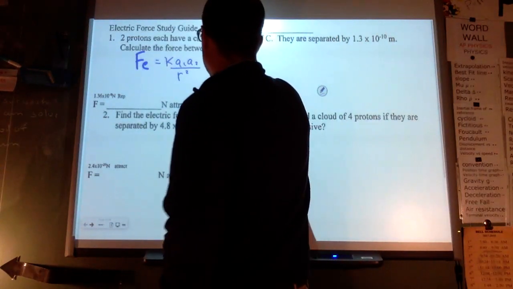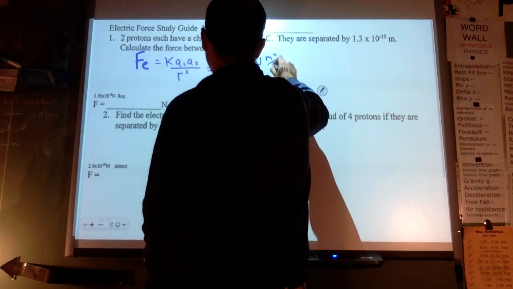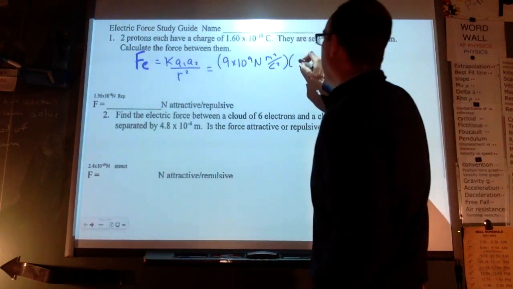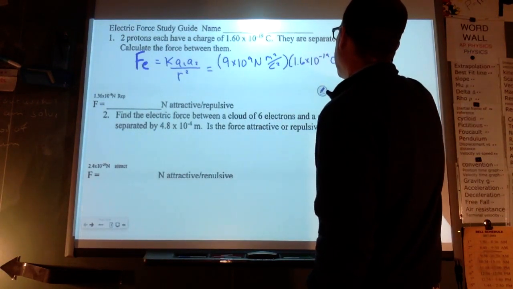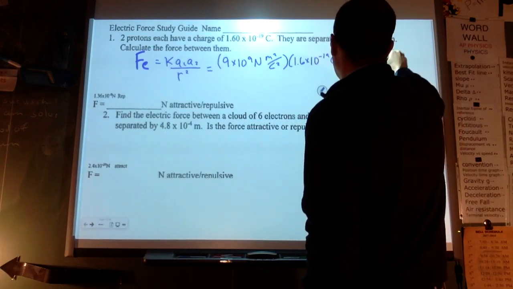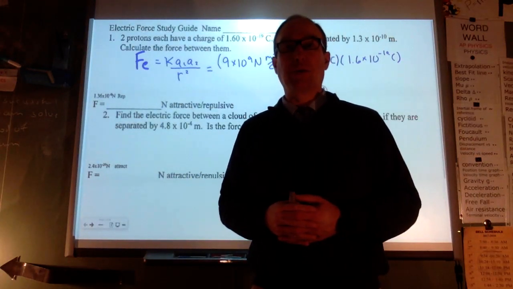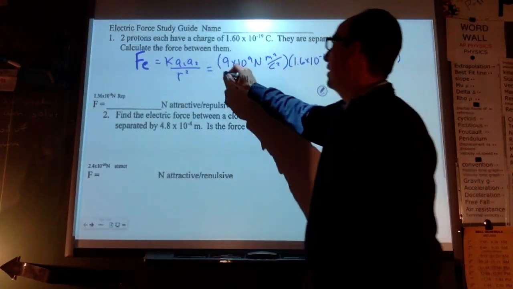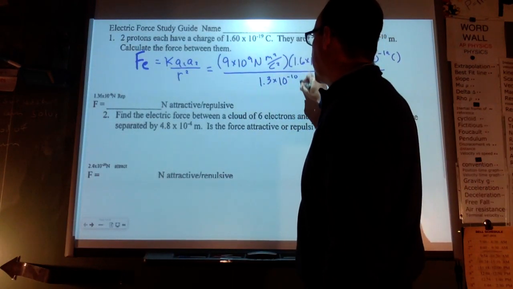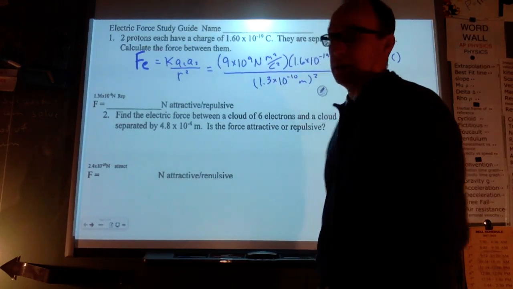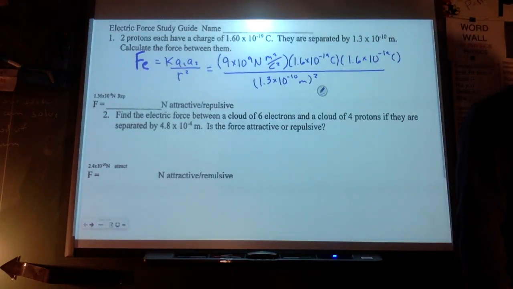So the constant, which I would always give you, is 9 times 10 to the 9th newtons meters squared over Coulomb squared. And then I have two protons. They're going to have an elemental charge of 1.6 times 10 to the negative 19. And keep in mind that we simplified this. It's really 1.602 times 10 to the negative 19. And dividing by the distance between them, which is a reasonable distance because we know that an atom's width on average is about 10 to the negative 10 meters.